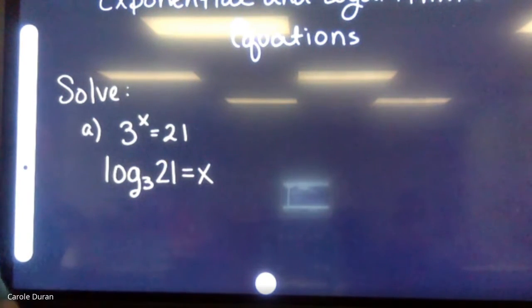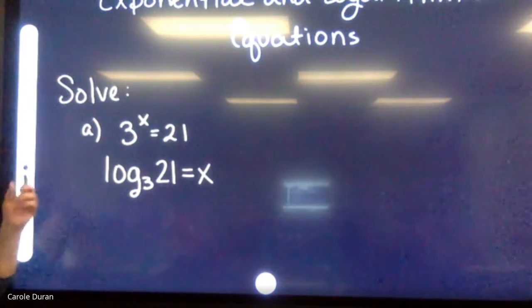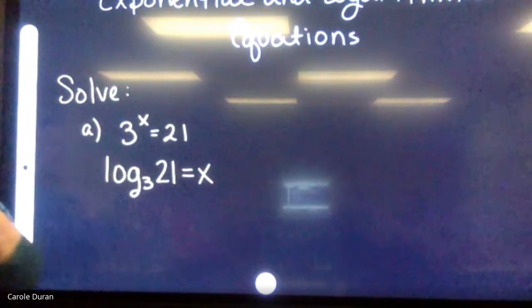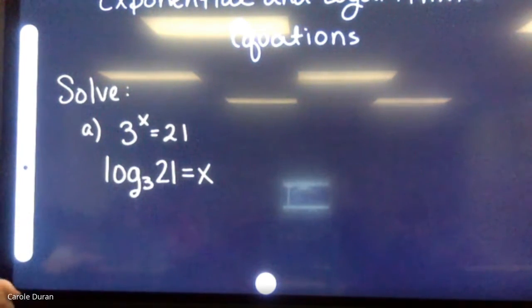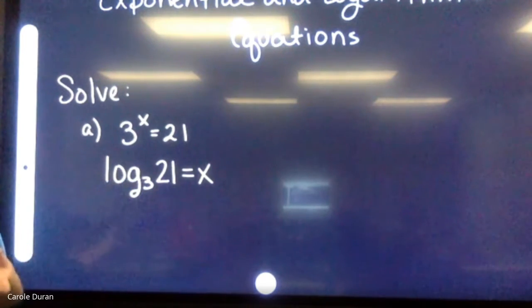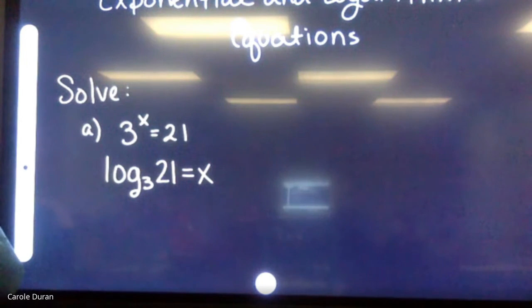So anytime we have an exponential equation with our variable in the exponent, I can rewrite that as a logarithmic equation, and then that exponent becomes the answer. So now I have log base 3 of 21 equals x, and we can solve that, can't we? What do we have in our arsenal that will help us do this? Change of base formula. So I can't just plug this into most calculators. There are some that you can. Most of our calculators only work in log base 10. So I use my change of base formula to solve this.